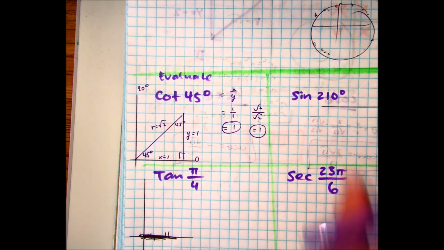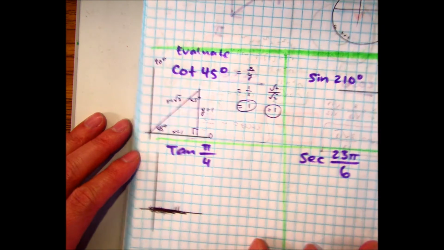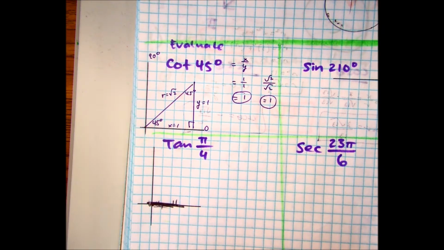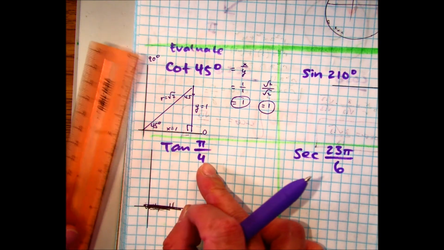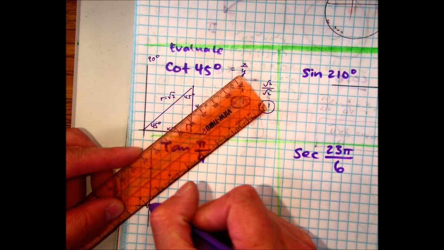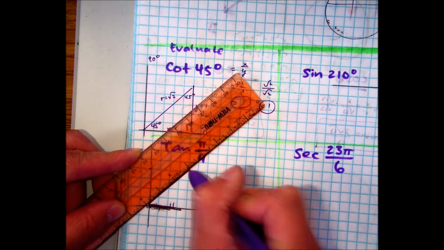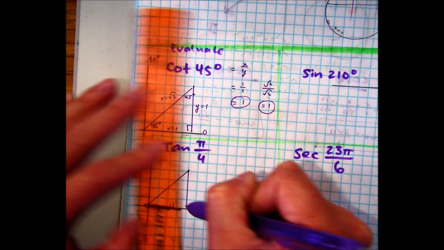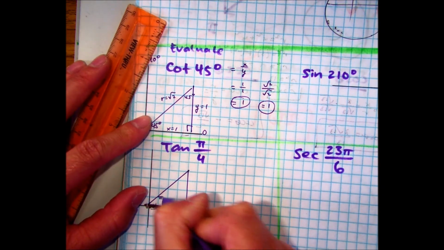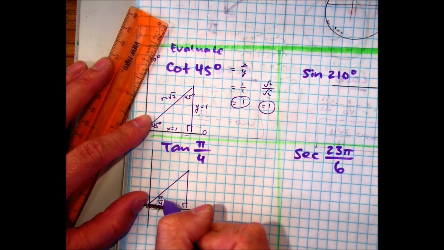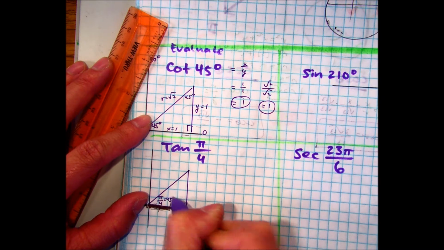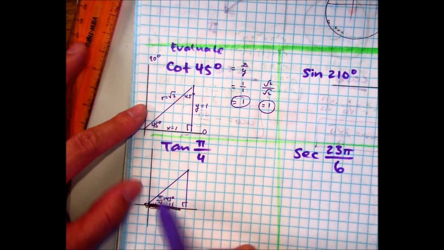Let's stay in quadrant 1 and focus on the next problem. The next problem says tangent of pi over 4. Well, guess what? Pi over 4, anything with a denominator 4 in radians, is a 45. You could do the same thing. You can convert it to degrees to give yourself an idea of which special right triangle. And then you're essentially doing the same thing as this last problem, right?